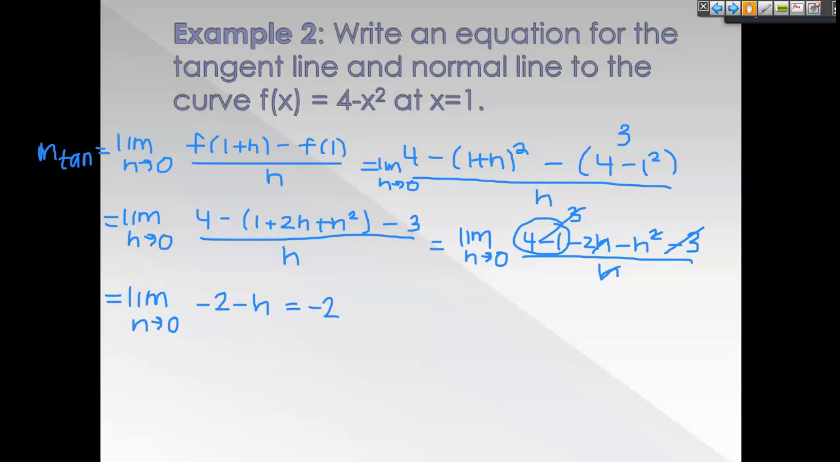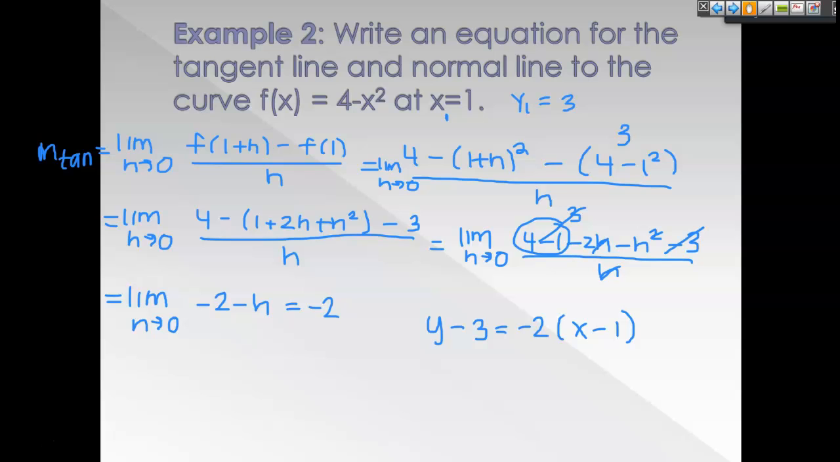The equation of the tangent line would be y minus y1, which is f of 1, which was 3, equals -2 times x minus x1. So again, this is my x1. My y1 is plugging x1 in. So that's how you get your tangent line equation.